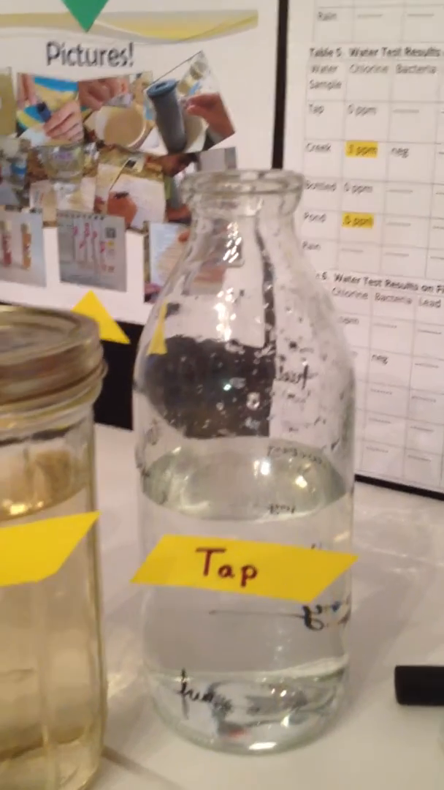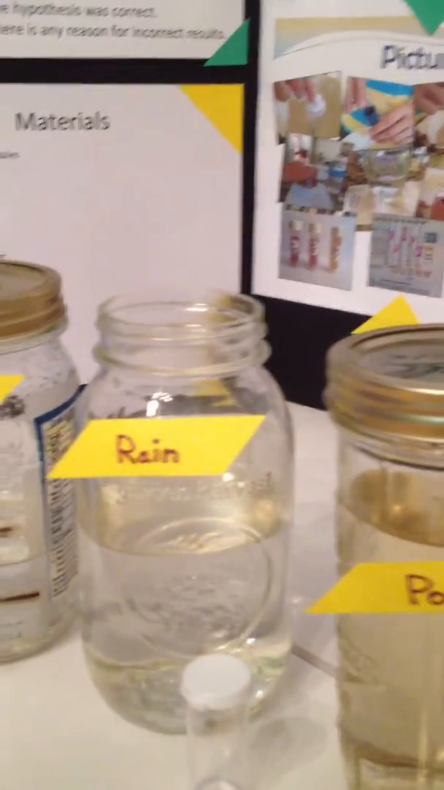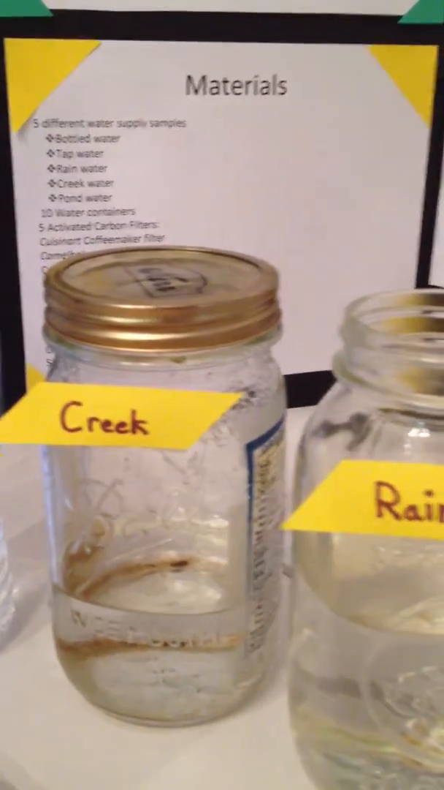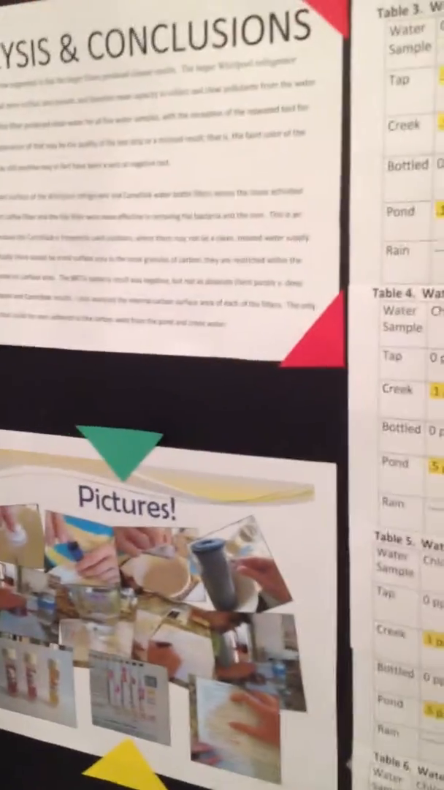for copper. A plausible explanation for that may be the quality of the test strip or a misread result, where I may have interpreted a negative test as positive due to the faint color change. I found that the compact surface of the Whirlpool and Camelback filters, compared to the loose activated carbon in the Cuisinart coffee filter and the fish filter, were more effective in removing the bacteria and the iron.